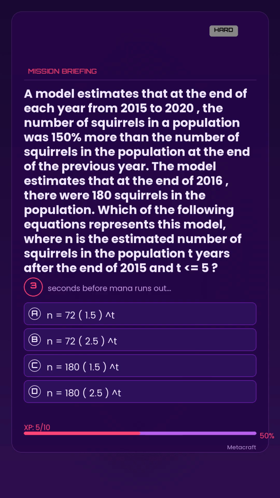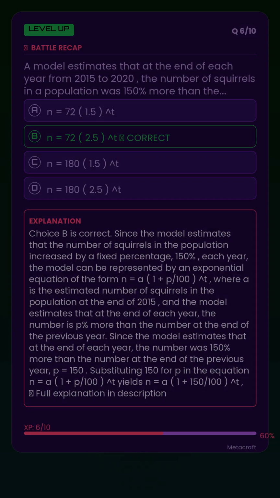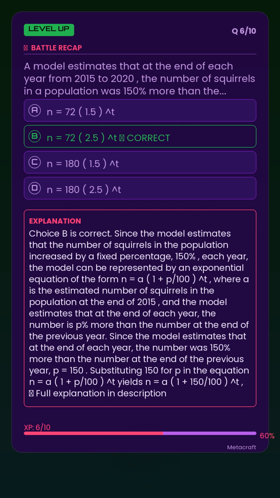Option A, n equals 72(1.5)^t. Option B, n equals 72(2.5)^t. Option C, n equals 180(1.5)^t. Option D, n equals 180(2.5)^t. The correct answer is B. Check the description for the full explanation.